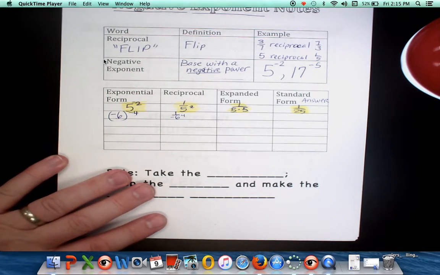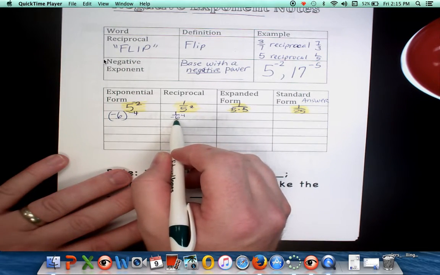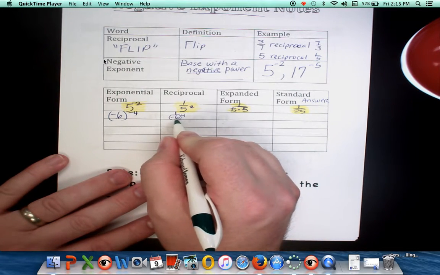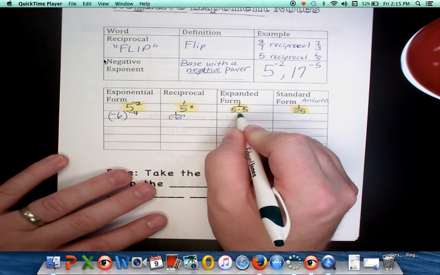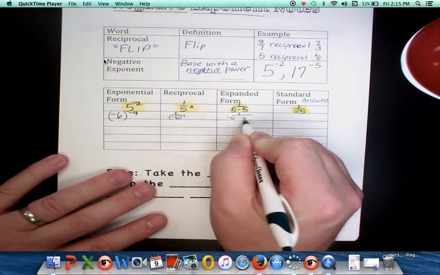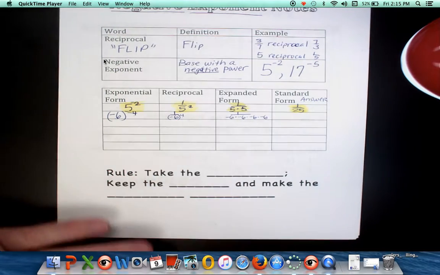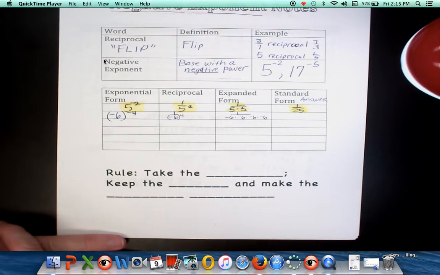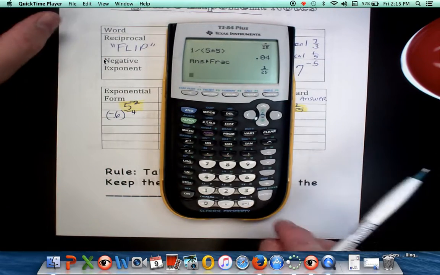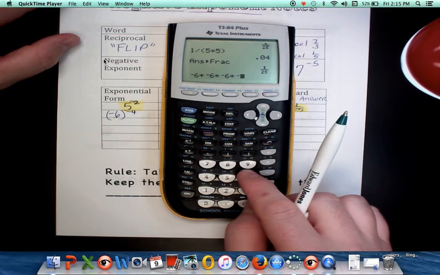Okay? I can now expand that out. I have negative 6 to the 4th power. I should put that in parentheses. What that means is I've got 4 negative 6s. So that's basically 1 over negative 6 times negative 6 times negative 6 times negative 6. That's what it is expanded out. And what will it be as my answer? Well, I got to do that on my calculator. So negative 6 times negative 6 times negative 6 times negative 6.